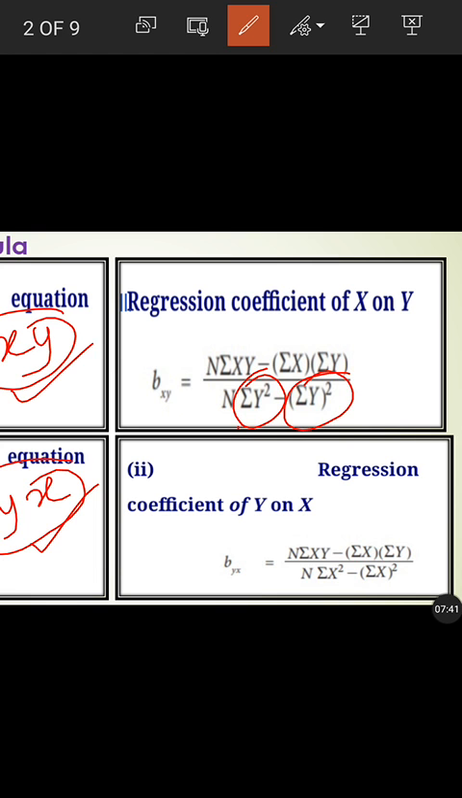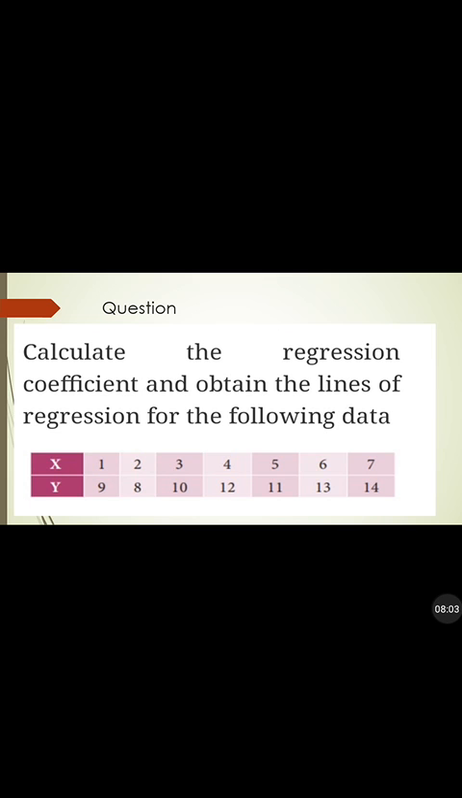So a simple way to remember the formula is that the numerator is the same for both regression coefficients, whereas in the denominator, for x on y, it ends with y, so we will have the denominator with y. Similarly, if it is ending with x, we will have the denominator with x. Okay, just remember it in a simple way. Now let us move on to the problem.